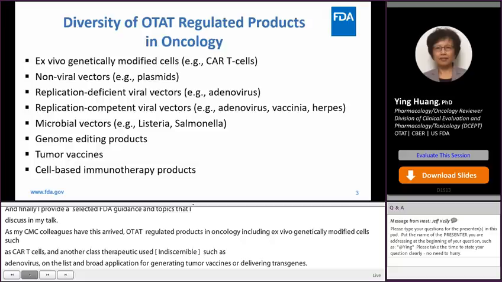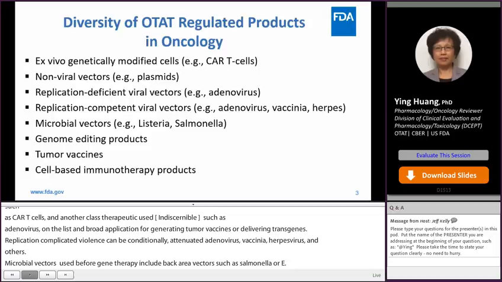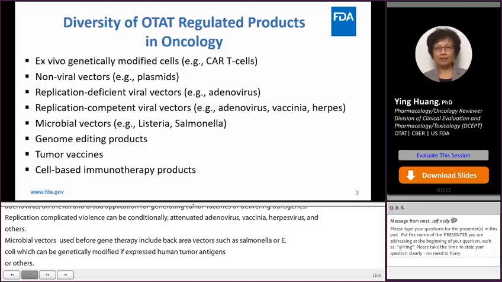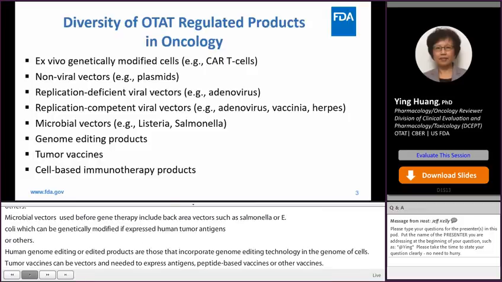Microbial vectors used for gene therapy include bacterial vectors such as Salmonella, Listeria, or E. coli, which can be genetically modified to express human tumor antigens or therapeutic proteins or nucleotides. Human genome editing or edited products are those that incorporate genome editing technology in the genome of cells. Tumor vaccines can be vectors engineered to express tumor antigens, peptide-based vaccines, or mRNA-based vaccines. Cell-based vaccines are grouped with cell-based immunotherapy products in the last bullet for this talk. Examples for cell-based immunotherapy products will be provided in the next slide.